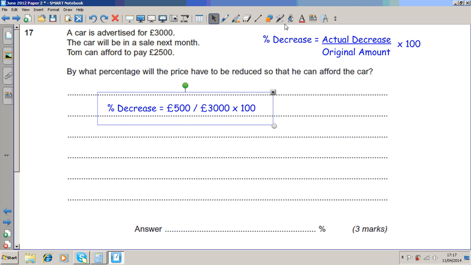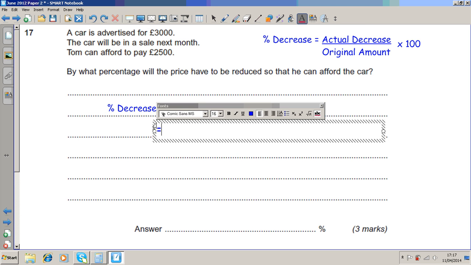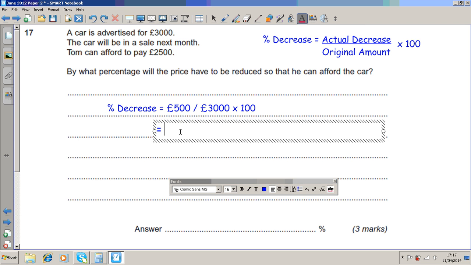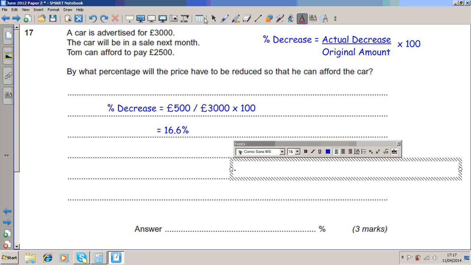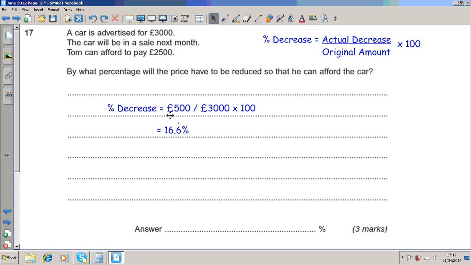So now on the calculators, 500 divide 3,000, and then times 100 is going to be 16.666666%. I'll need to do a recurring here really, but I don't know how to do a recurring on here. I guess I'll put a little dot above it, 16.6 recurring %. Okay, there's our answer.